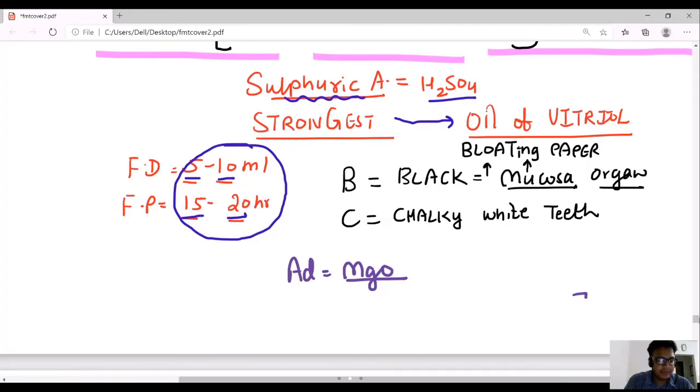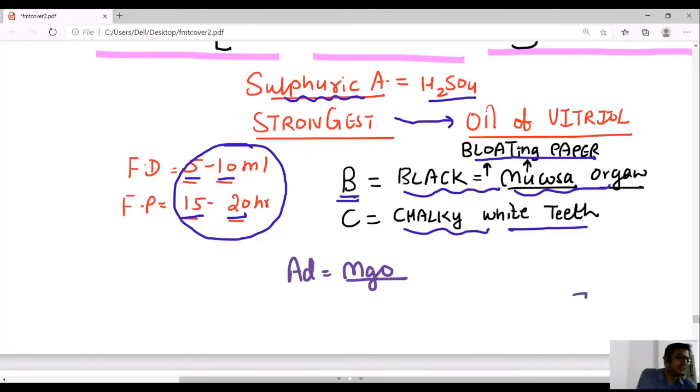Doctor, BC. It causes black color mucosa and black color organs. This mucosa is known as blotting paper mucosa, and because of this we have chalky white teeth. Antidote is magnesium oxide. Okay doctor, now I will ask you some questions.